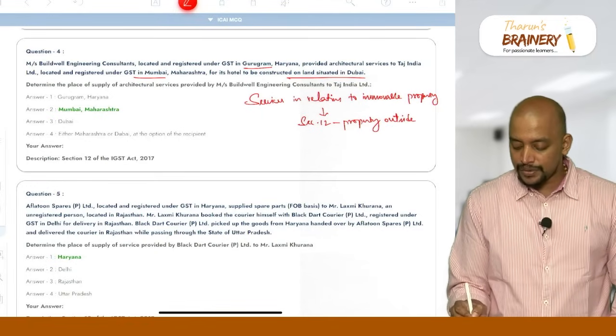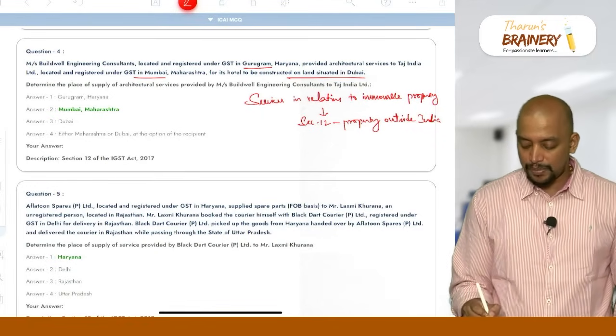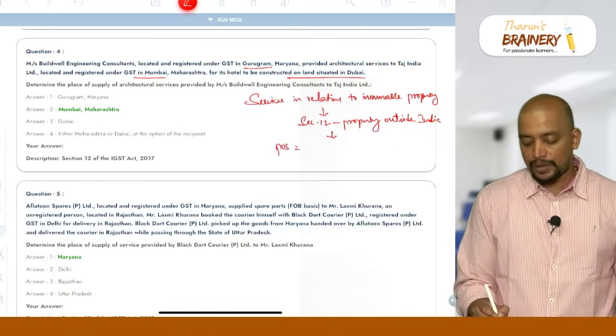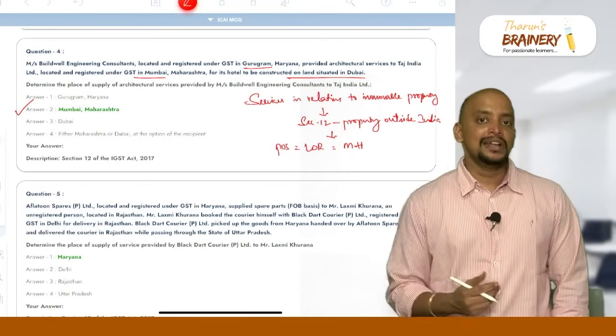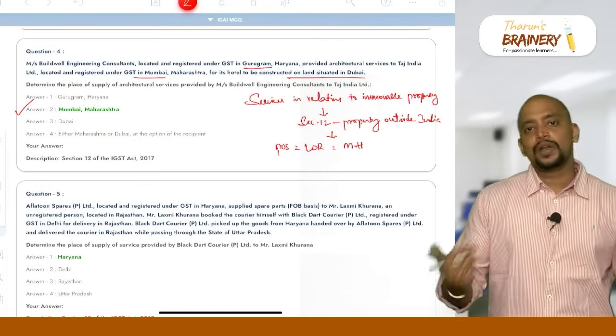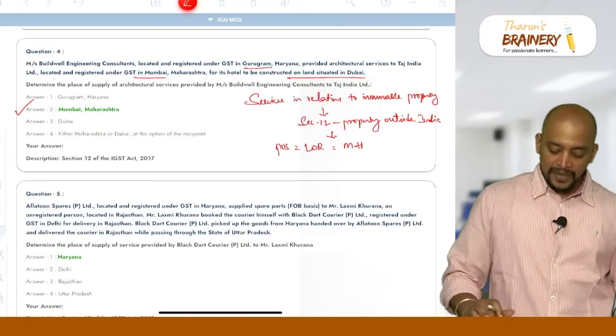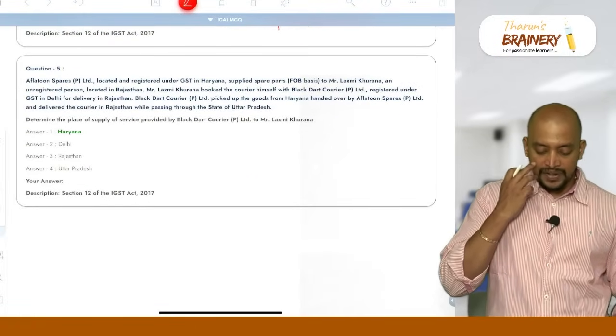When the property is outside India, what will be taken as the place of supply? The place of supply will be location of recipient. What is the location of recipient? Mumbai, Maharashtra will be taken. What if the property is in India? Location of the property will be taken. Then next one, question number 5.